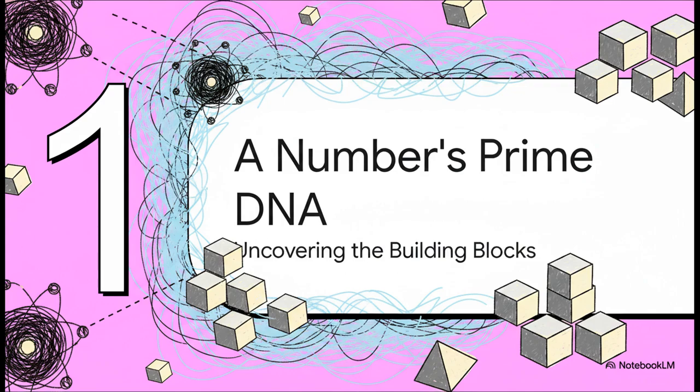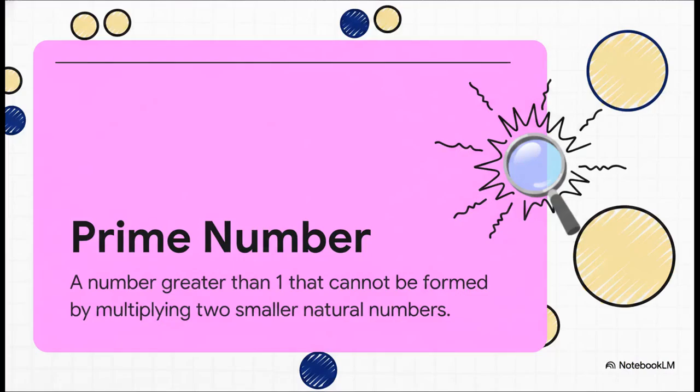All right, let's start at the very beginning, with what I like to call the atoms of the number world. These are the prime numbers, the indivisible fundamental building blocks that create everything else. So what exactly is a prime number? Well, think of numbers like 2, 3, 5, 7, 11. You get the idea. The only way to get them is by multiplying one by themselves. That's it. They can't be broken down any further. They're these pure, fundamental units, and every other whole number is actually built from them.